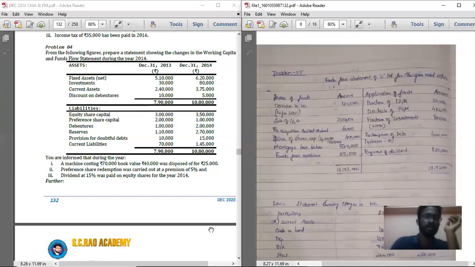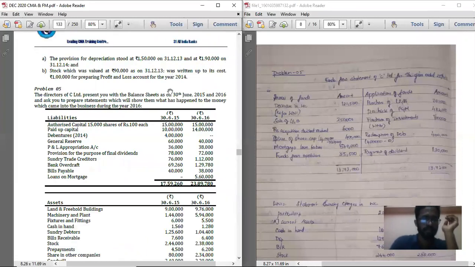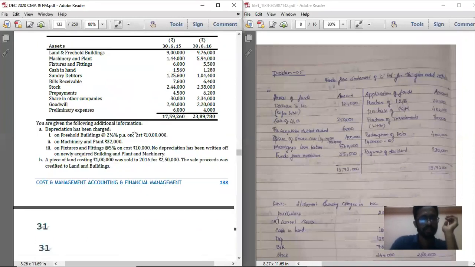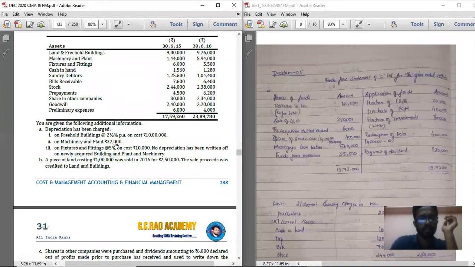So next is problem number 5. See, there is no change between problem number 4 and problem number 5. All the entries are very similar. They have given depreciation for all 3 assets. There they give the summation of all the assets, that is fixed assets. Here they separated all the assets into different values: land and building, plant and machinery, fixture and fittings. So you should calculate what is the depreciation, and if you deduct the depreciation, you will find if there is a purchase or sale of a particular fixed asset.